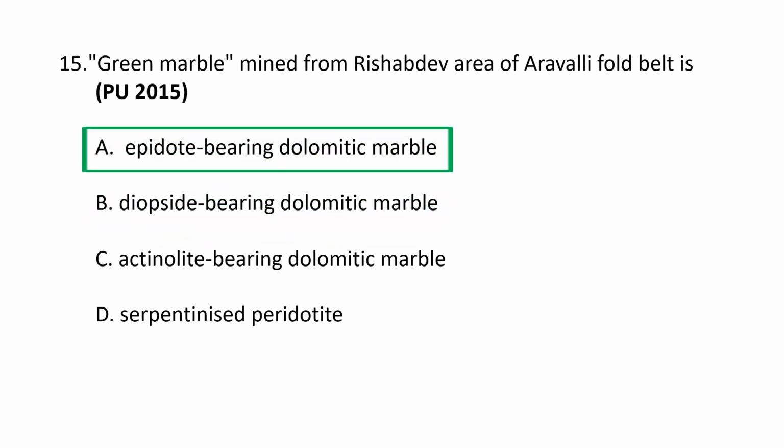Epidote bearing dolomitic marble. The green marble mined from the Rishabdev area of Aravali fold belt is indeed a type of epidote bearing dolomite marble. Epidote is a common mineral found in metamorphic rocks and its presence in the green marble from Rishabdev is a key characteristic feature.